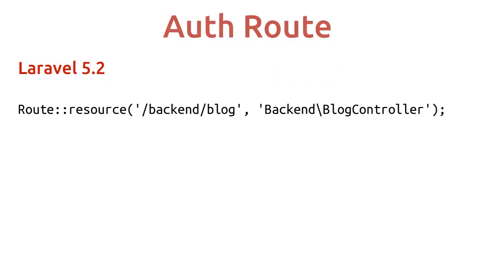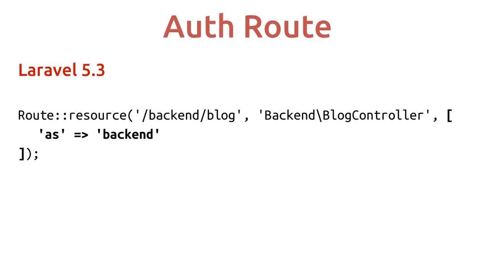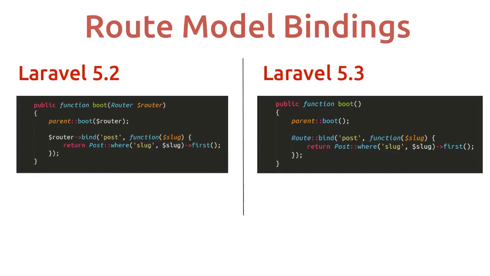Then, if you want to make a custom name for a REST resource route in Laravel 5.2, you simply define it like this, and it will generate some routes like this. In Laravel version 5.3, you must add additional options in the third parameter like so. And lastly, if you want to do route model binding in Laravel 5.2, you can define it in the route service provider like this, but in Laravel 5.3, you can follow something like this.